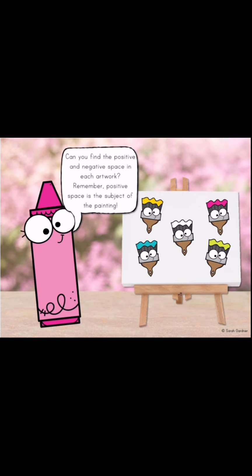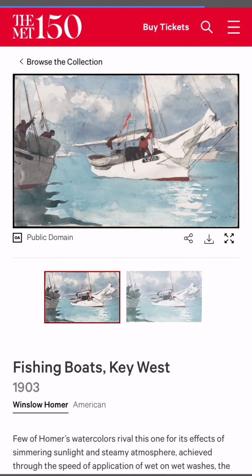Alright, so let's go ahead and look at our paintbrushes that we have here. Can you find the positive and negative space in each artwork? Let's remember, the positive space is the subject of the painting. So let's look at what we have here. This painting is called Fishing Boats, and it was made in 1903 by Winslow Homer.